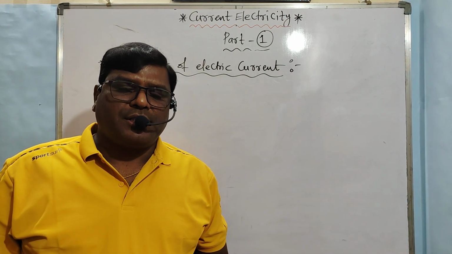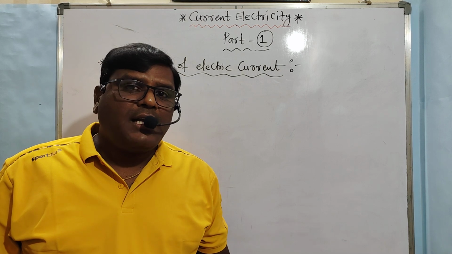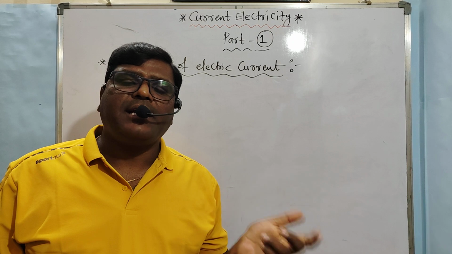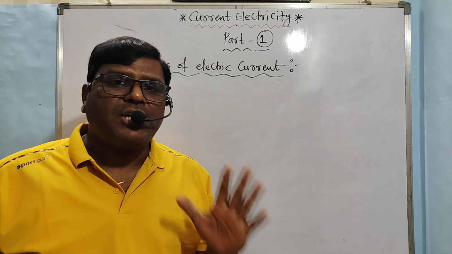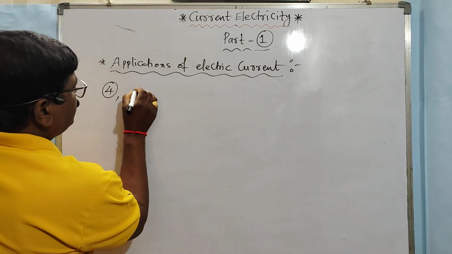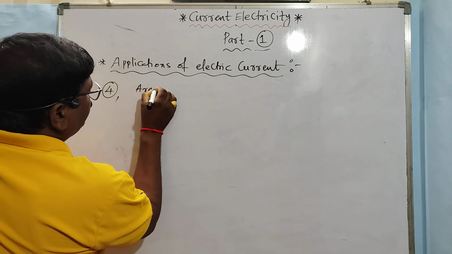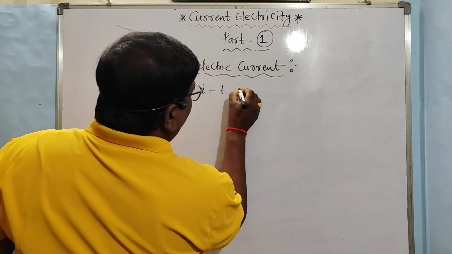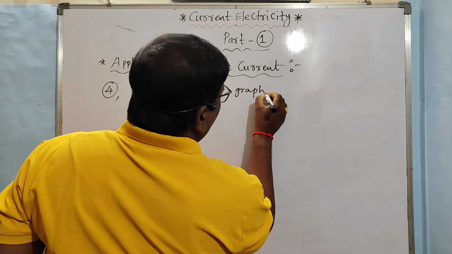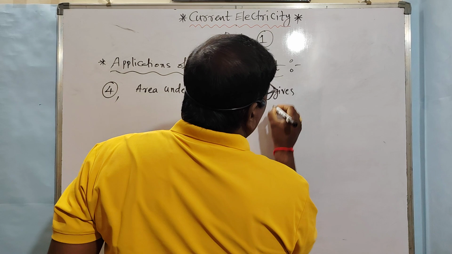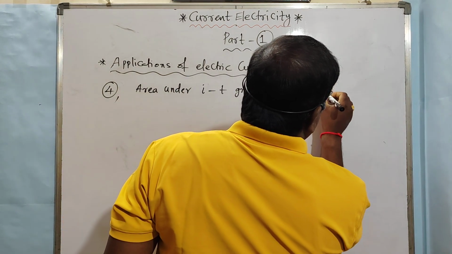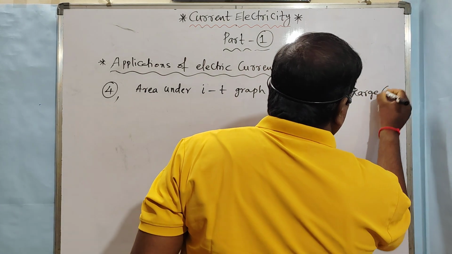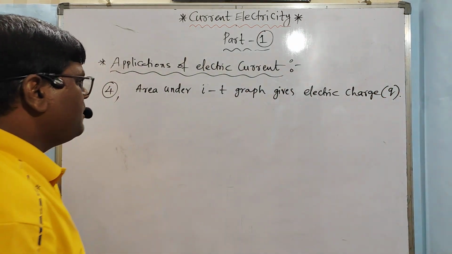See, for example, in a graph, the area under the I-T curve, or I-T graph, gives the electric charge. What is the meaning here? The area under the I-T graph gives electric charge, that is Q.